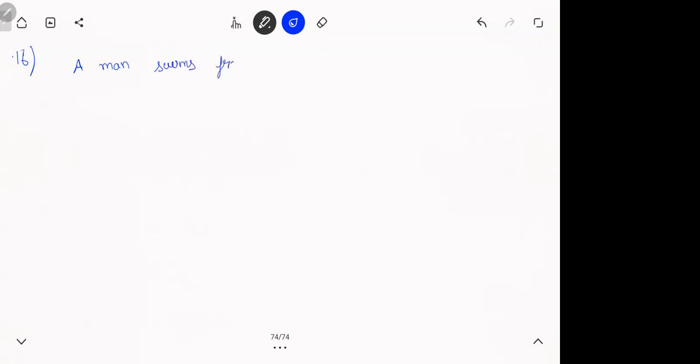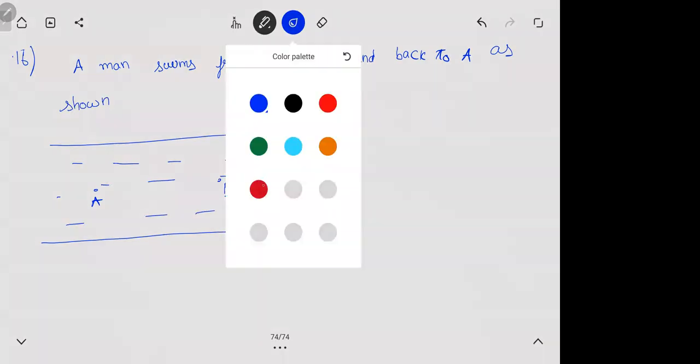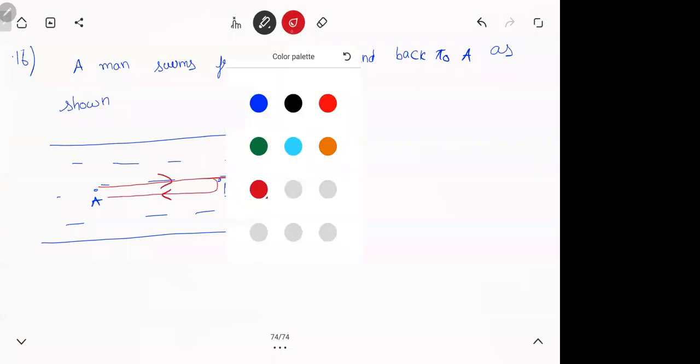A man swims from A to B and back to A, as shown. So we have a river. This is point A, this is point B, and the river is flowing. This guy went from A to B and came back with speed V.